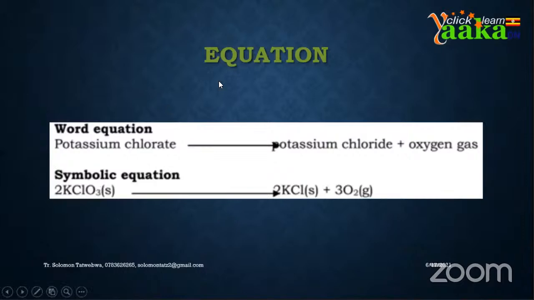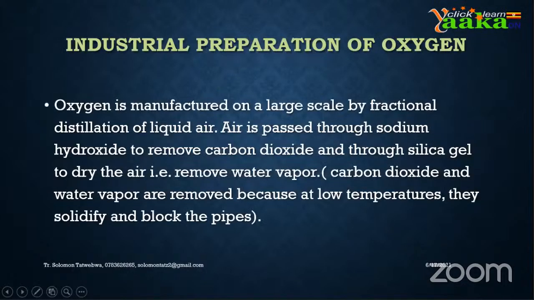Okay, let's continue. Industrial preparation of oxygen. Oxygen is manufactured on a large scale by fractional distillation of liquid air, like we talked about previously. Air is passed through sodium hydroxide to remove carbon dioxide. So this is sort of an elimination method. You're removing all other components of air, just to remain with oxygen.